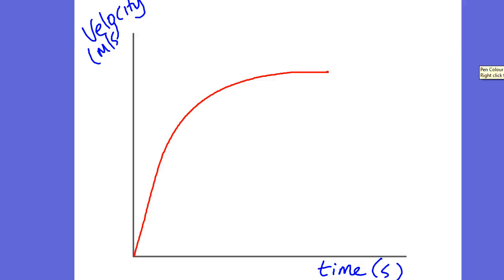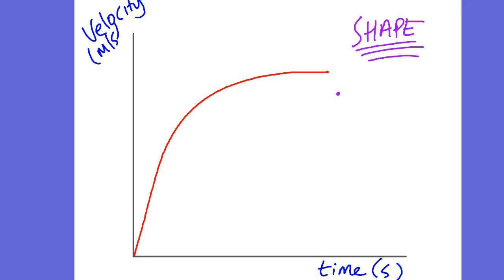Before we do that, often a question will ask you to describe the shape of the graph. Okay, if the question asks you to describe the shape of the graph, make sure you describe the shape of the graph. Okay, lots of people will talk about the speed changing over time, stuff like that. If you're asked about the shape, talk about the shape.